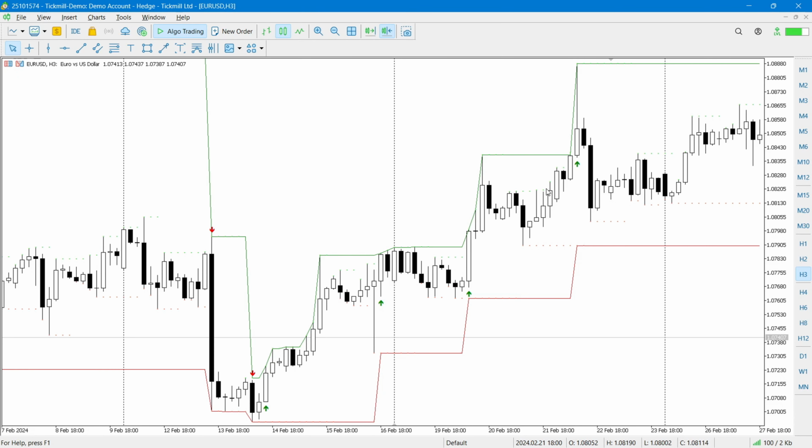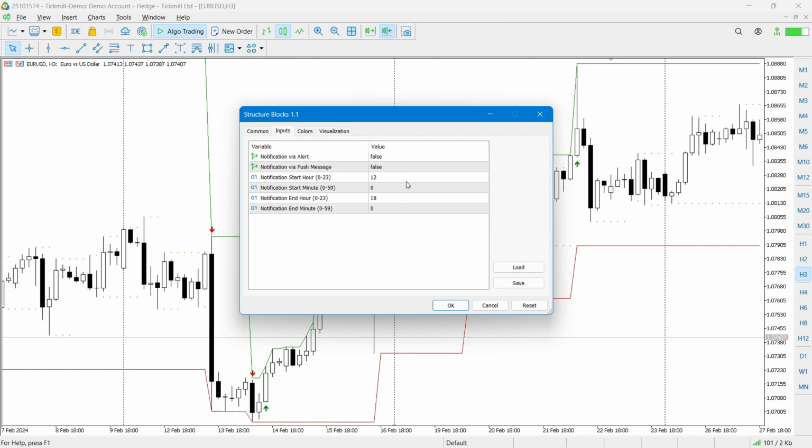As for the input, if I double click on it, the inputs are simple. We have only alerts. There's nothing to change in the parameters. This is a consistent way to see the market and blocks, so in a move and a retracement. And the inputs, we have only alerts.